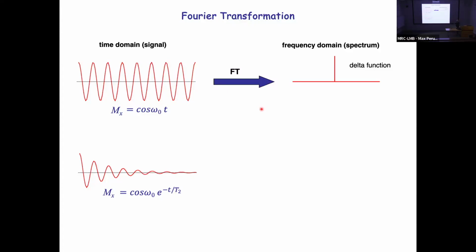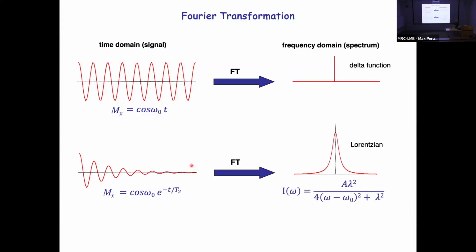And so it's a ringing down cosine wave. An exponentially damped cosine wave is the form of the NMR signal that we see in practice. And when we do a Fourier transform of that, we get a so-called Lorentzian line shape. So it has some uncertainty as to what the frequency is, but the center frequency of those lines is exactly the same.